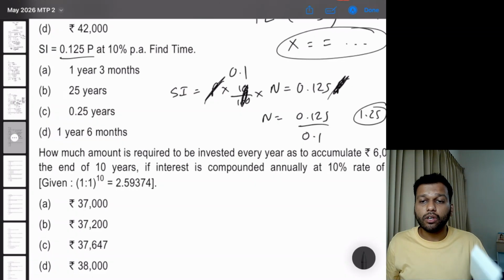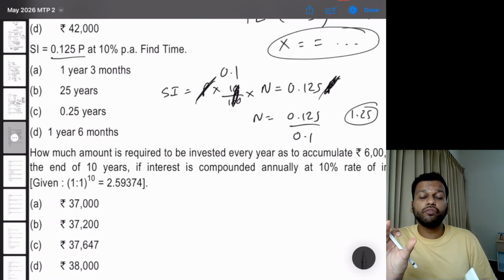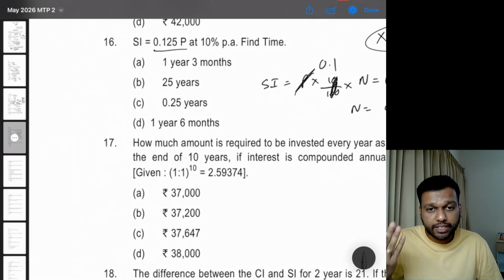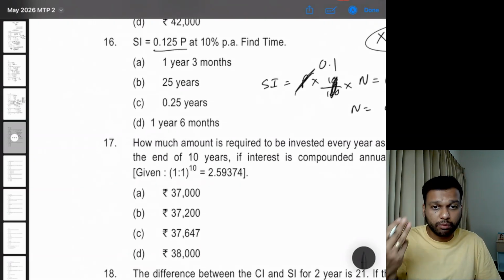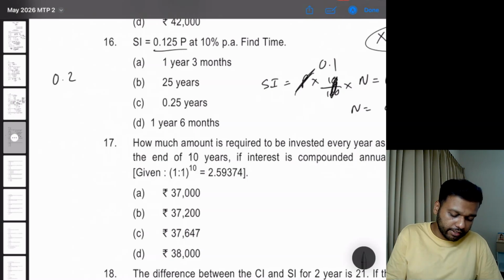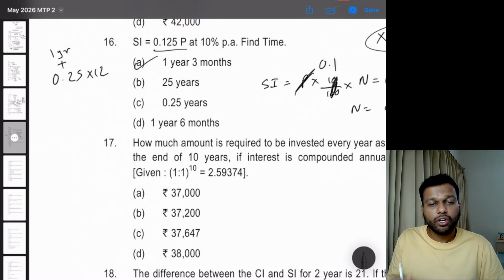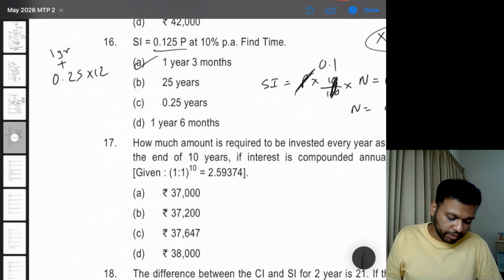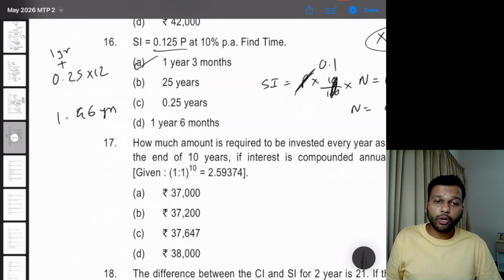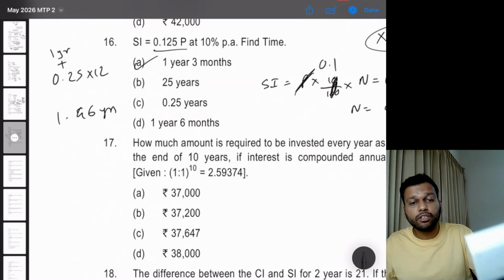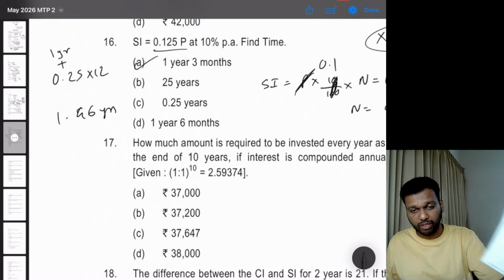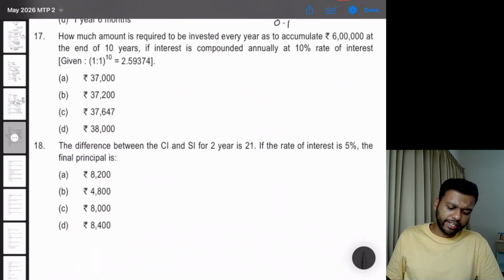1.25 years means what? 1 year and 0.25. Okay. 0.25 is easy because it is 1/4. That means it is 3 months. But if you want, you can convert it like this: 1 year plus 0.25 into 12 months. So 0.25 into 12 is 3. So 1 year and 3 months. Option A. Of course, for 0.25 it is easy, but if you sometimes get 1.46 years, then how do you convert it? 1 plus 0.46 into 12. That many months.